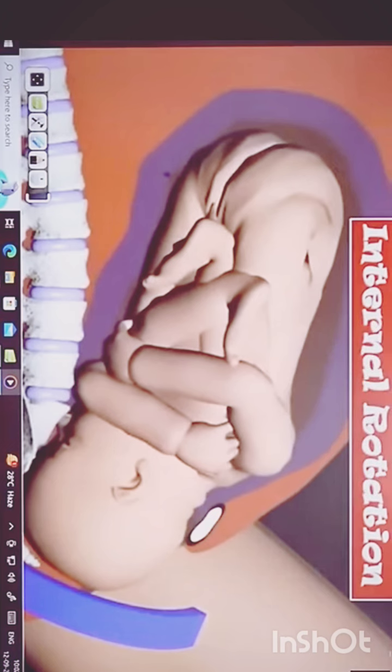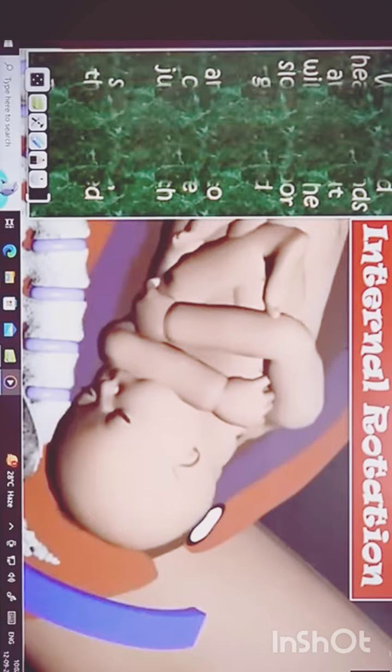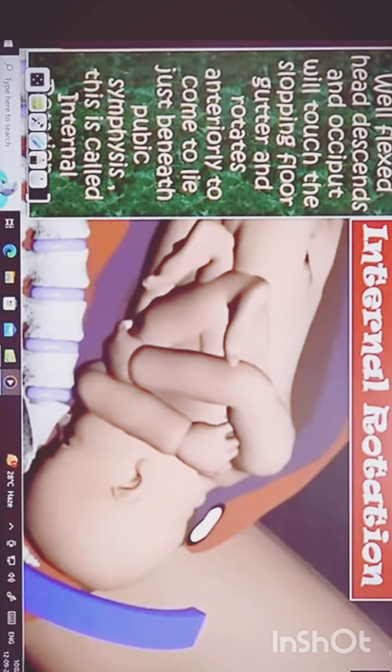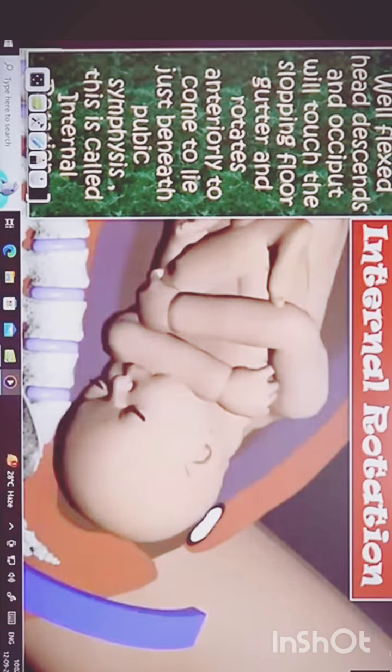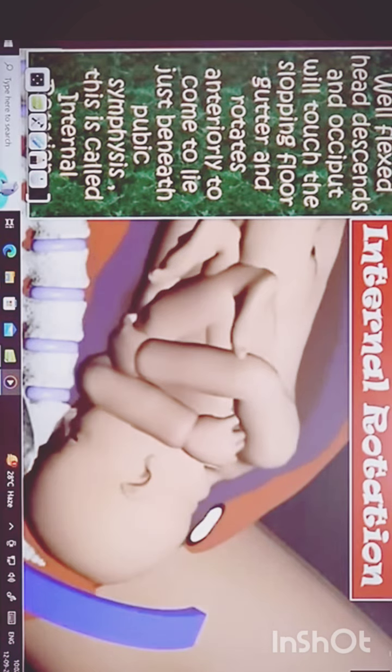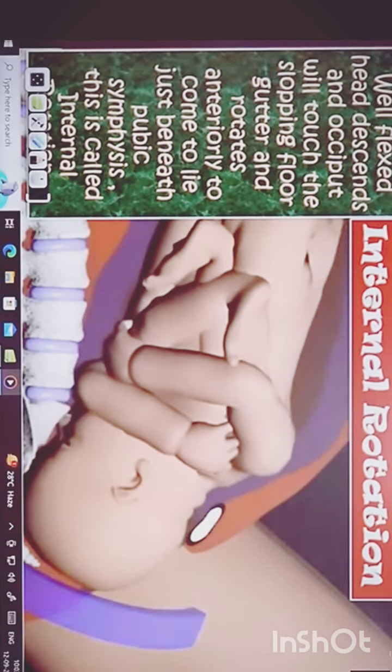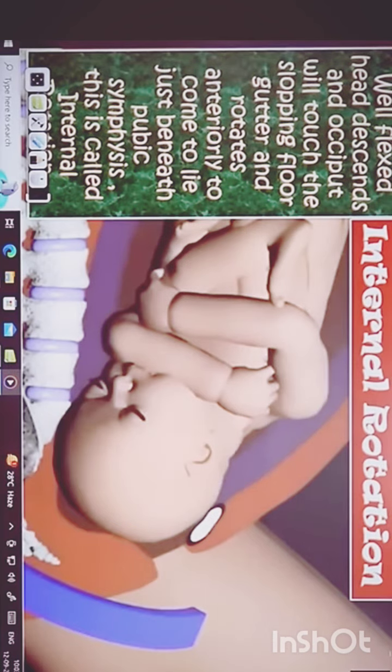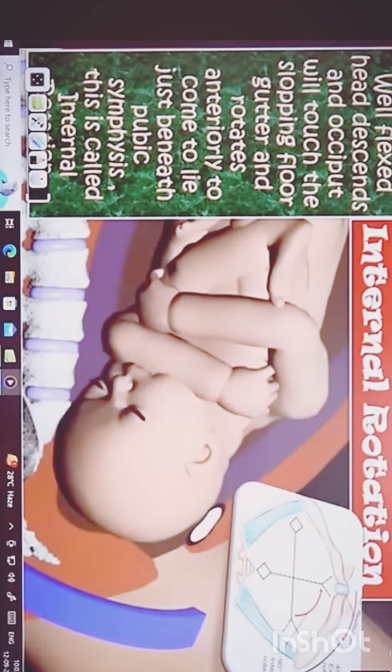Next comes the internal rotation. Internal rotation takes place at the level of the mid-pelvis. With uterine contractions, the well-flexed head descends and the occiput will touch the sloping floor of the pelvic gutter and rotate anteriorly to come to lie just beneath the symphysis pubis. This is called the internal rotation of the head, which occurs at the level of the ischial spine. So, internal rotation is a 90-degree anterior rotation of the fetal head.